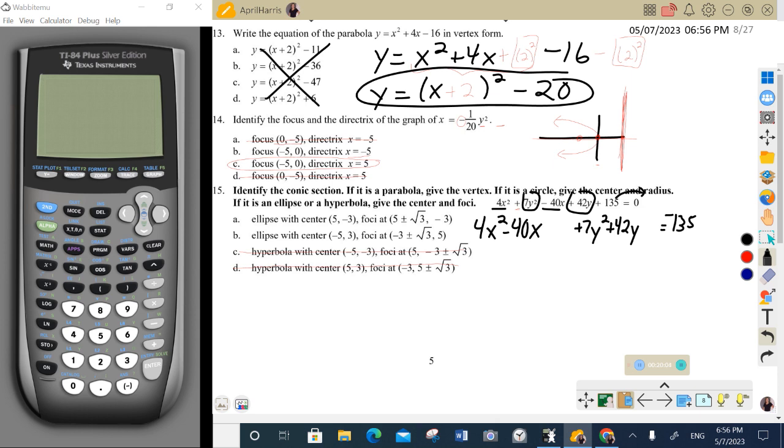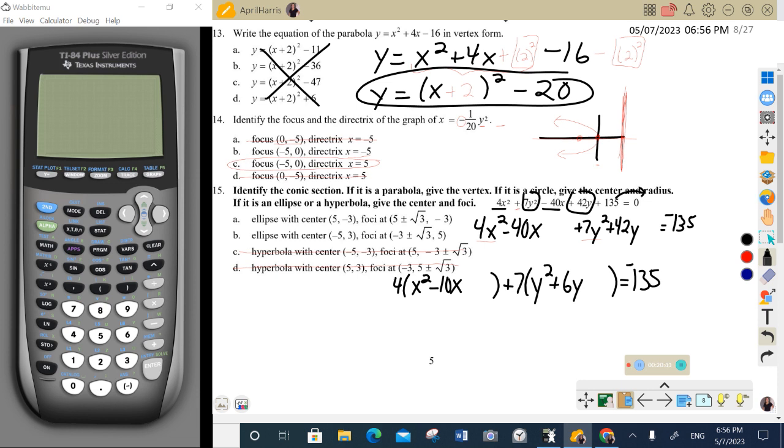All right. Before you can complete the square, though, you have to have a leading coefficient of 1. So I'm going to need to factor out a 4 on the x's and a 7 on the y's. I'm going to do this down here. So I'm going to factor out a 4. That leaves me with x squared minus 10x, because you're dividing by 4. Leave a space, close the parentheses. Now I'm going to factor a 7 out of both of the y's. That leaves me with y squared plus 6y. Leave a space, close parentheses, equals the negative 135.